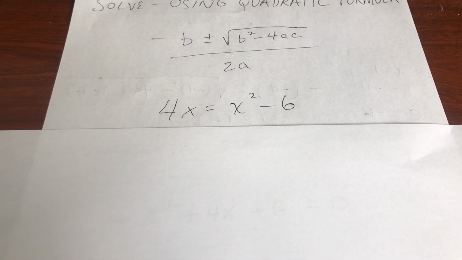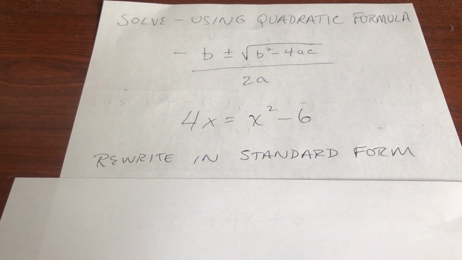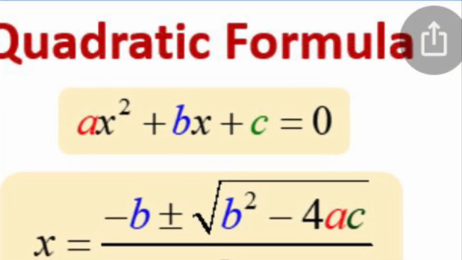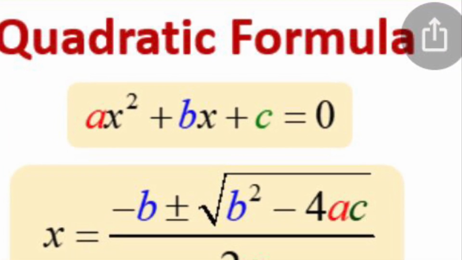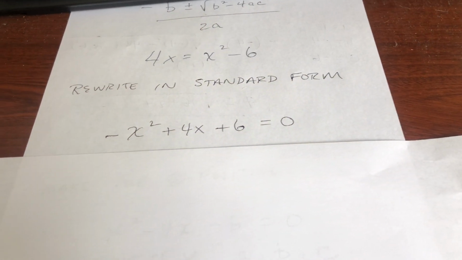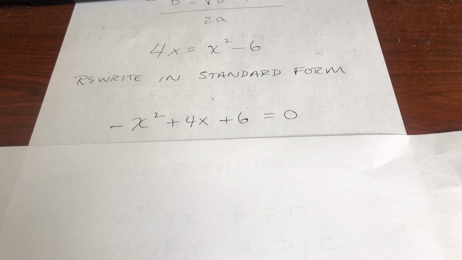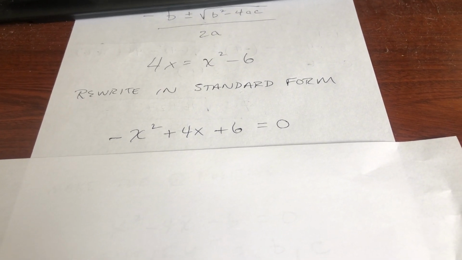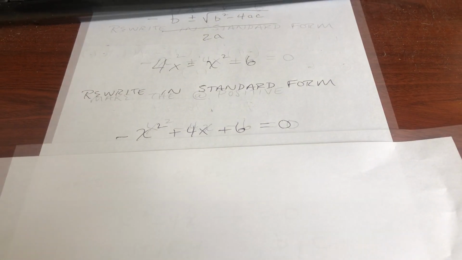Number one. First, we have to rewrite this in standard form. So we move the x squared all the way to the left by subtracting x squared from both sides, and move the constant -6 to the left side by adding 6 to both sides.